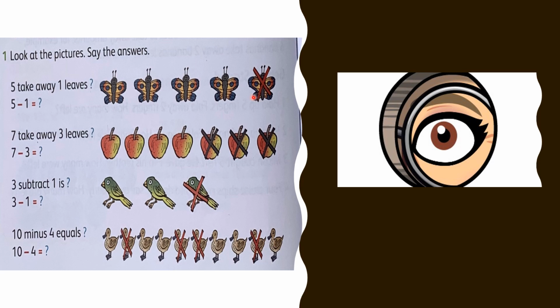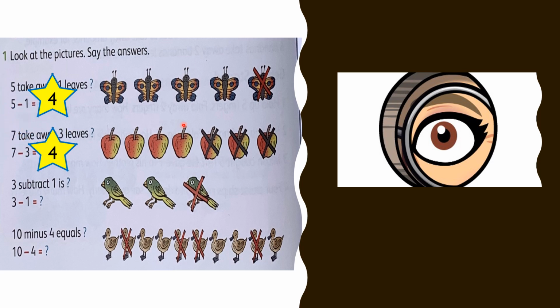Very good. 1, 2, 3, 4 butterflies are left. Did you see how we did that? Let's try it with the apples. 7 take away 3 leaves, or 7 minus 3 equals. They've already put X's on 3 of them for us. Now our job is to count and see how many apples are left. Are you ready? 1, 2, 3, 4 apples are left.